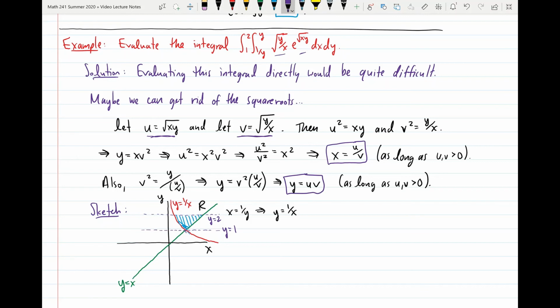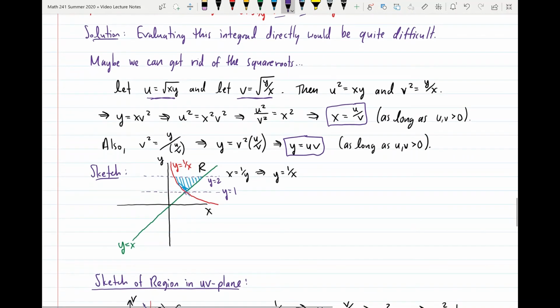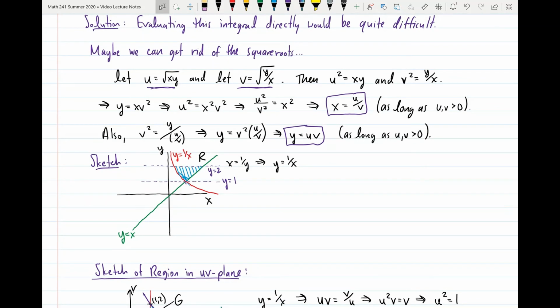So because u equals the square root of xy, we can then say that u squared is equal to xy, and we can say that v squared is equal to y divided by x. So we're just squaring both of these relations we just made. So this implies that y is equal to x times v squared. So we're just doing a little bit of algebra here. And then some substitution. We get u squared is equal to x squared times v squared. Divide by v squared, and we get ultimately that x is equal to u divided by v.